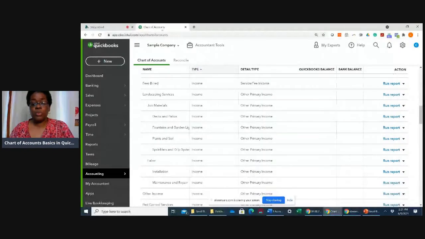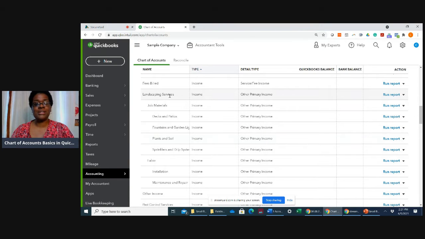So number one, what I see is that when an organization has more than one product or service, the income accounts are not set up correctly. And what I mean by that is there's usually just one income account. And if you offer more than one product or service, you actually want to break out that income.